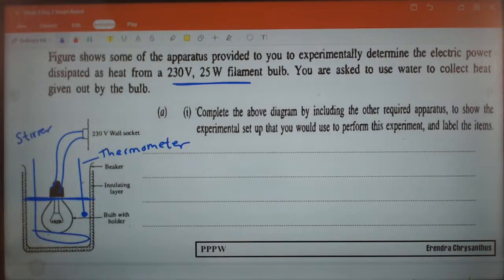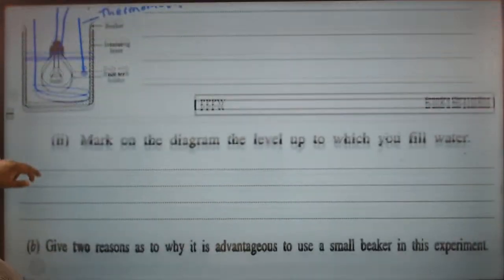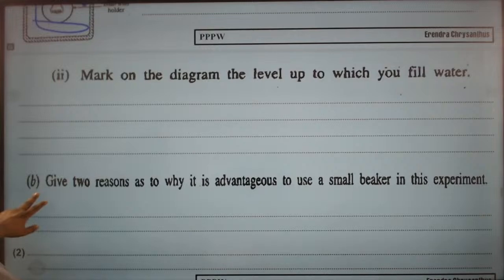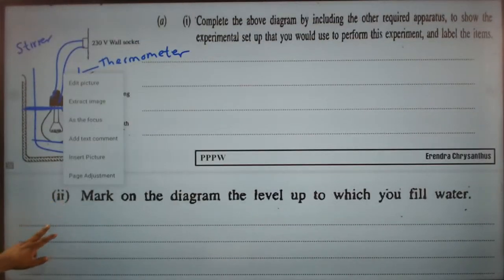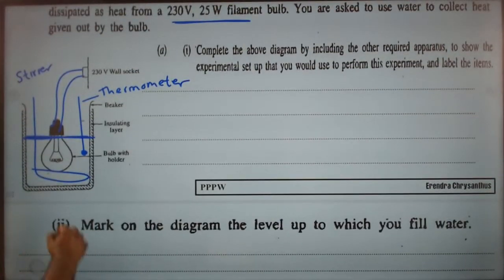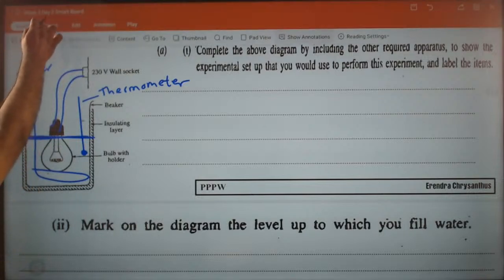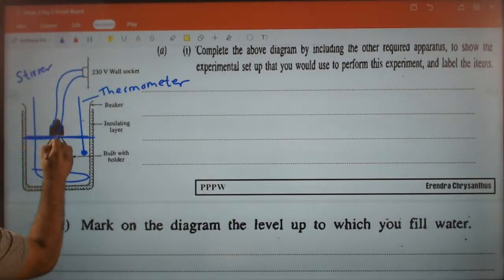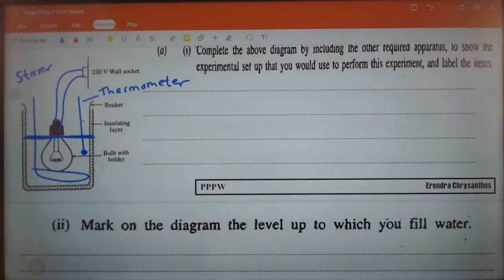Okay, done. Next one. Mark on the diagram the level up to which you fill water. So I fill water up to this level. I don't go beyond it. If you go beyond it, short circuiting might take place. Clear? Because the wire will start getting touched. It will start touching the water right there.